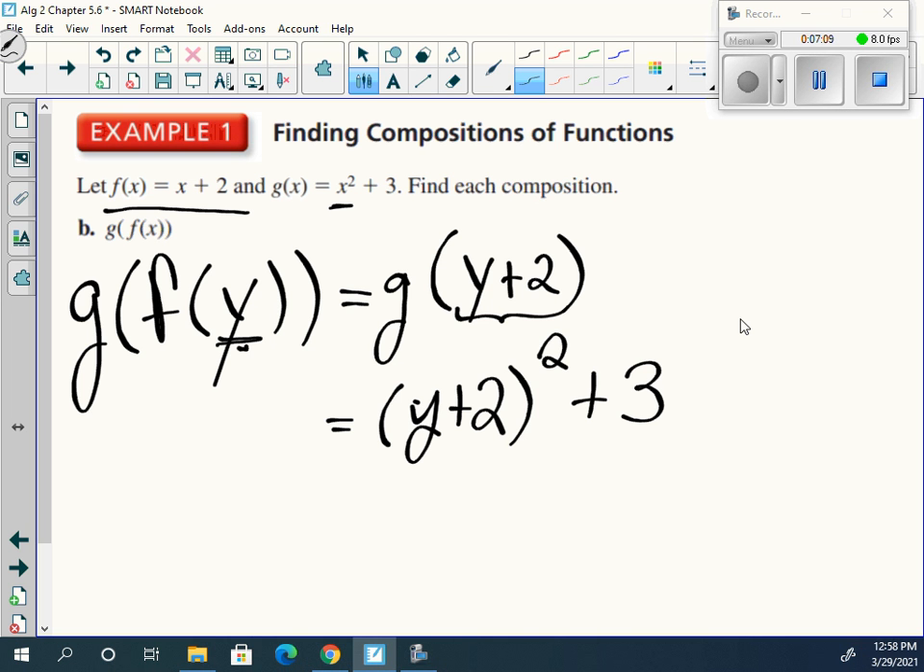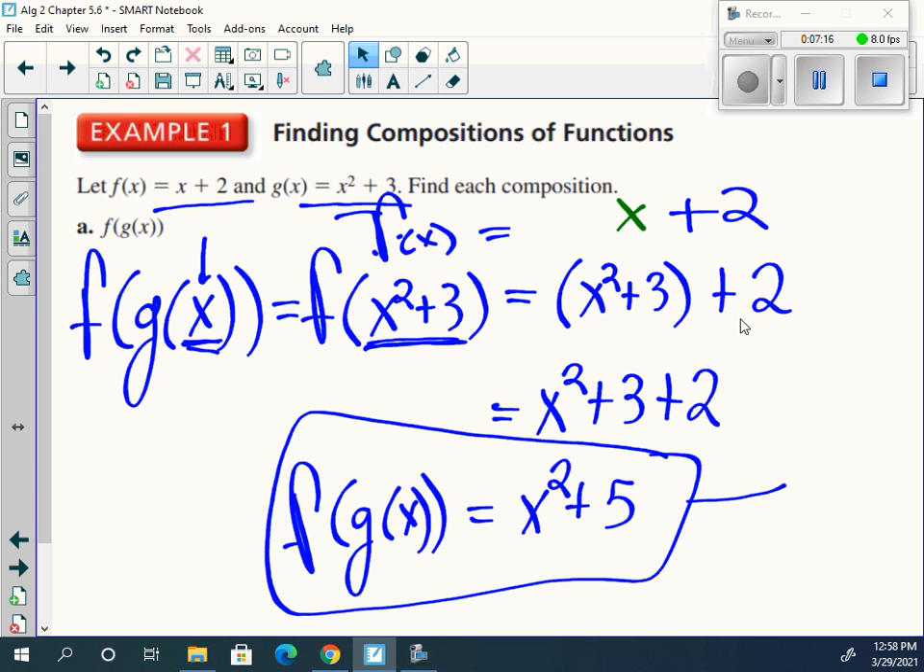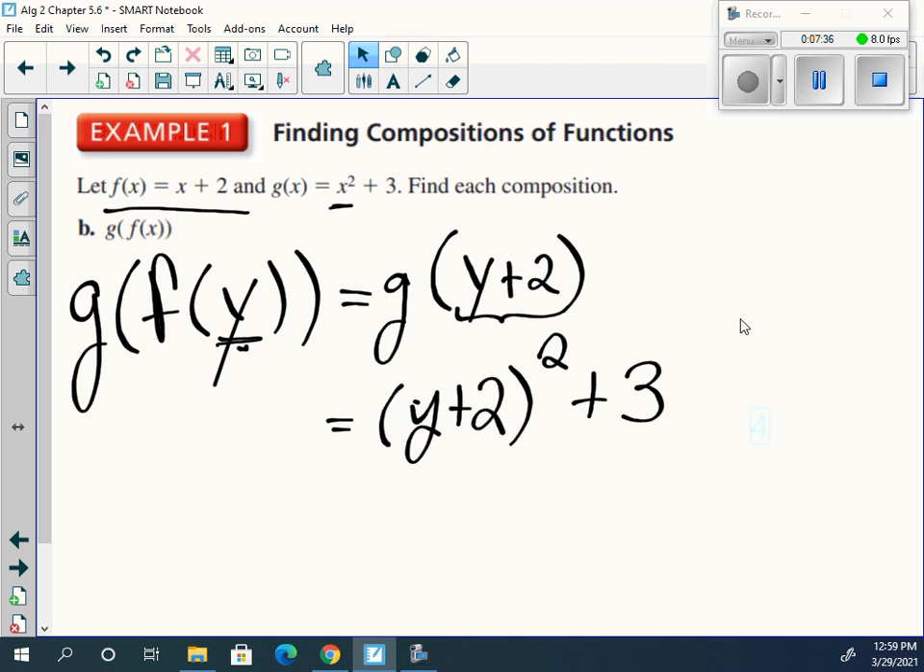So why was the squared not there last time? Because of the order in which we went. Because last time we started with g of x, which was our x squared plus 3. And then we plugged the x squared plus 3 into it. So it's already squared. Because here we're replacing the x with the x squared plus 3. So inside those parentheses, outside the parentheses, it wasn't squared. So the order in which we do this does matter.